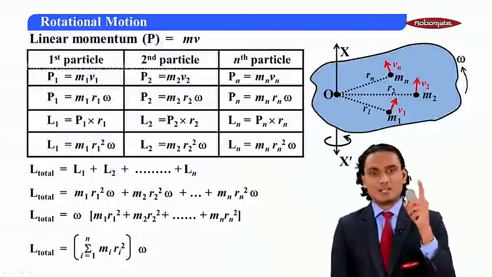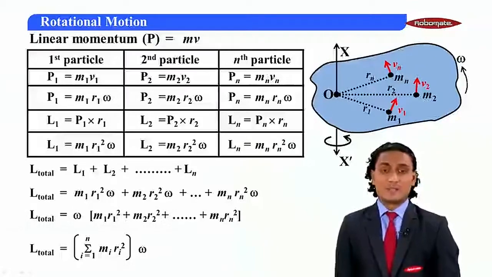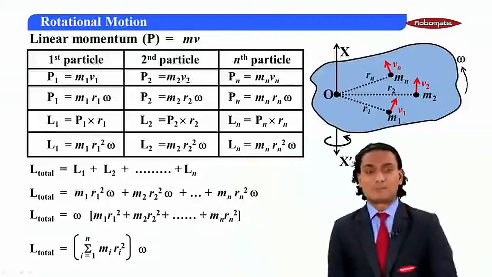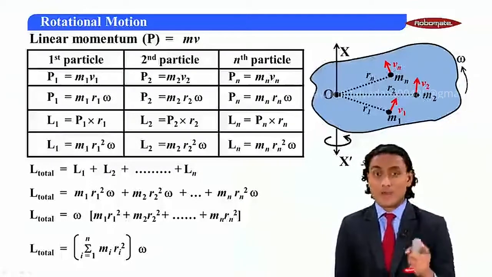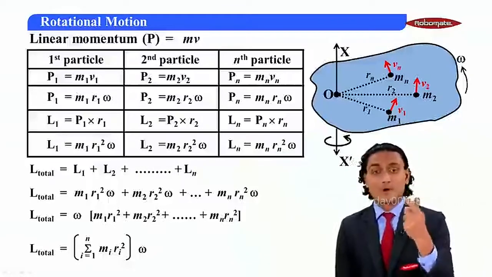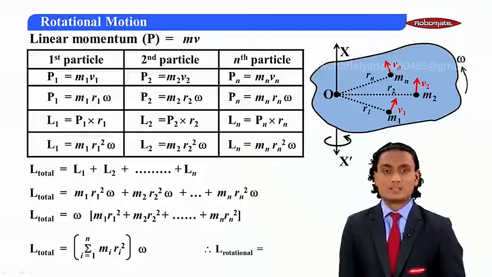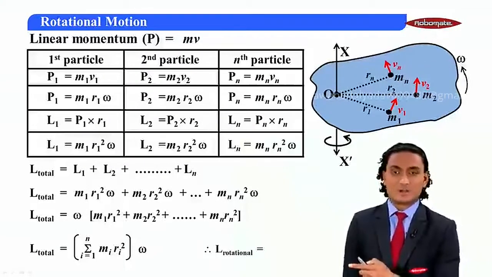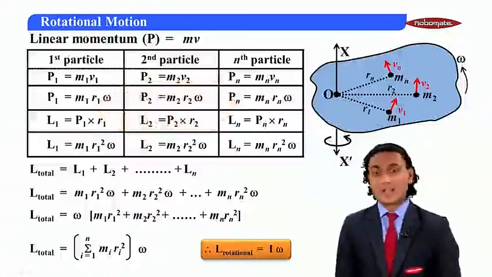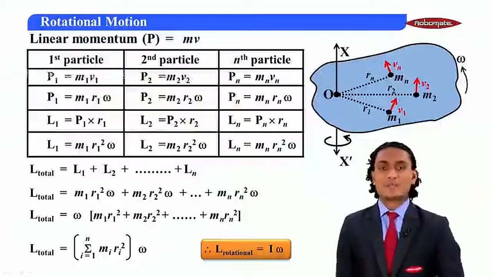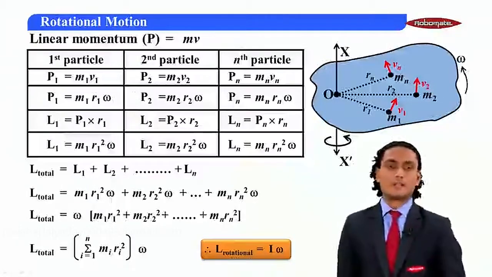Now students, this rigid body is made up of n number of particles. So we can say the total angular momentum of all these particles is nothing but the rotational angular momentum of this rigid body. Now why? Because this rigid body is made up of these n number of particles. So L total will become L rotational. L rotational is equal to, now this term summation of i equal to 1 to n mi ri square is nothing but moment of inertia. So L rotational is I omega. Now students, this is the expression for the angular momentum of a rotating rigid body.